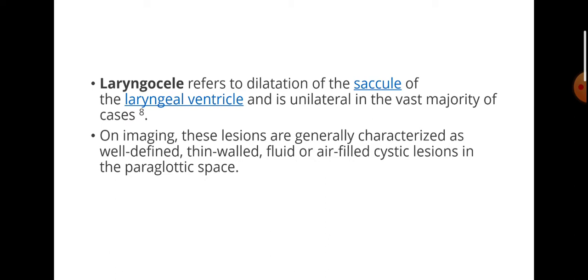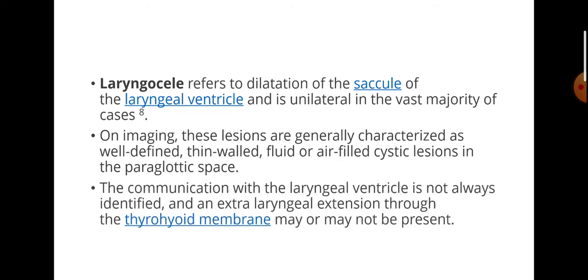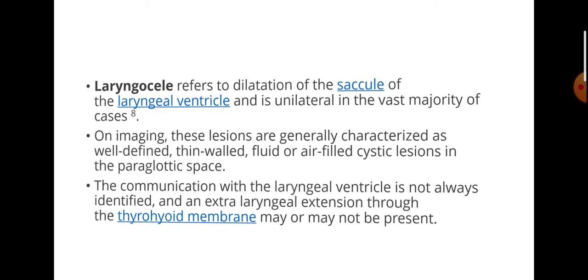On imaging, these lesions are generally characterized as well-defined, thin-walled fluid or air-filled cystic lesions in the paraglottic space. The communication with the laryngeal ventricle is not always identified, and an extralaryngeal extension through the thyrohyoid membrane may or may not be present.